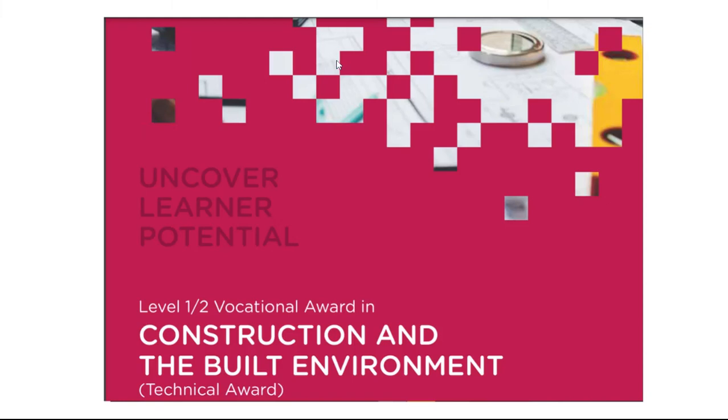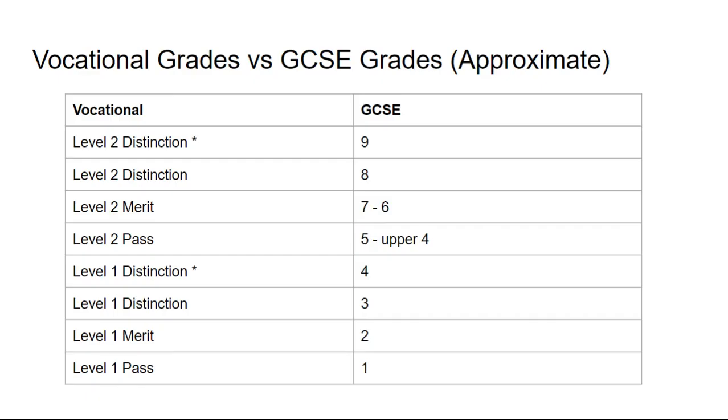In this presentation, we're going to take a look at the Construction and the Built Environment Technical Award from the WJEC. First thing to point out is that it isn't a GCSE award, it is a vocational award. So the gradings on the left-hand side have an equivalent at GCSE. They are approximate equivalents, but it works from level 2 distinction down to level 1 pass. And as you can see, 9 down to 1.